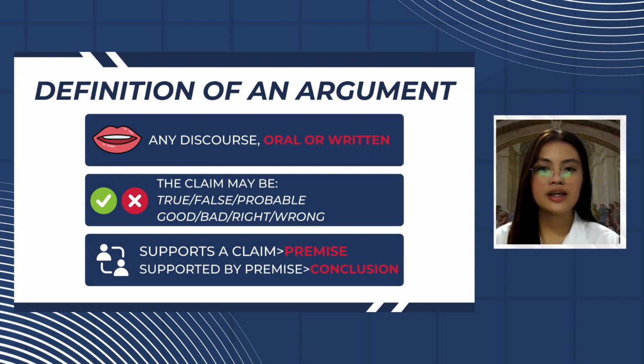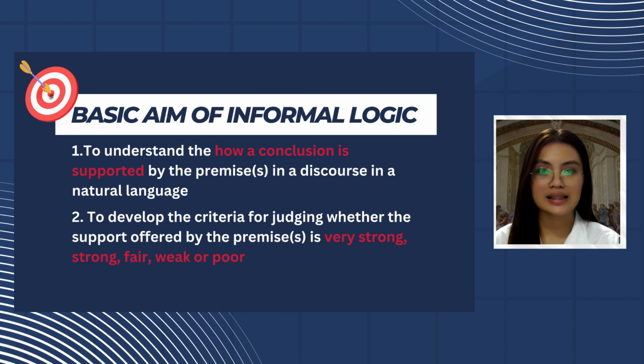So, the informal logic has two basic aims, which are to understand how a conclusion is supported by the premise or premises in a discourse in a natural language. And then second is to develop the criteria for judging whether the support offered by the premise or premises is very strong, fair, weak, or poor.